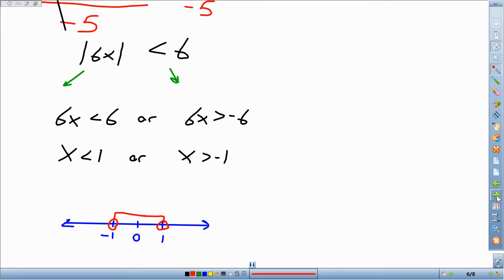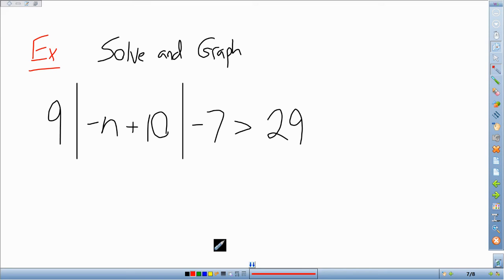Okay, let's look at one more type of these. Let's look at one that has everything going on here. We have numbers on the outside. We got a bunch of things to do. So just remember, when we have multiple numbers on the outside, we got to get rid of both of them. We have to do them in the correct order, and we do it just like any other equation we would be solving.